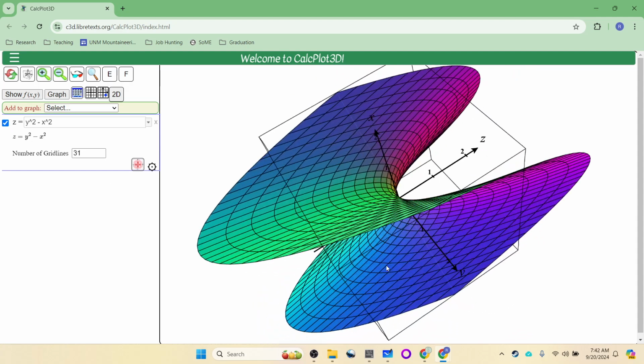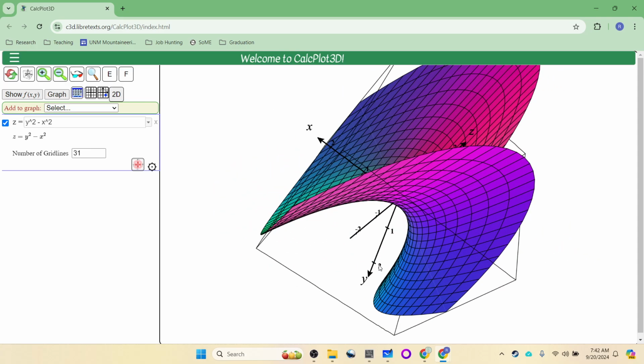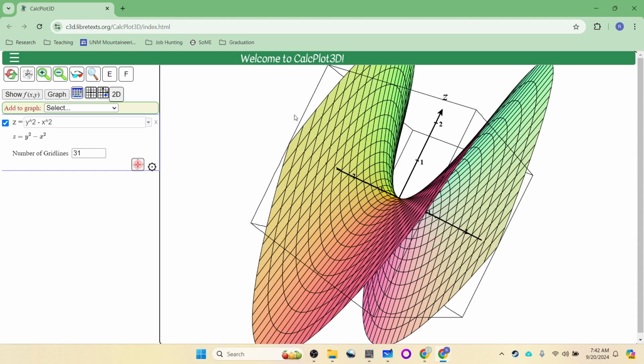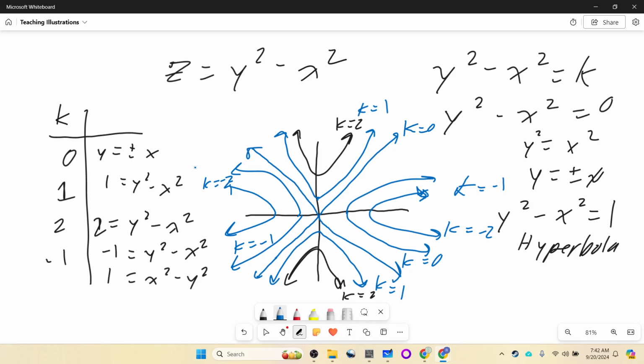So it looks like that. It's a saddle. And positive x, we can see as we go forward in x, it goes down, but as we go forward in y, it goes up.